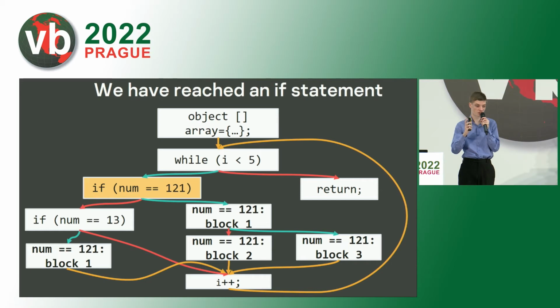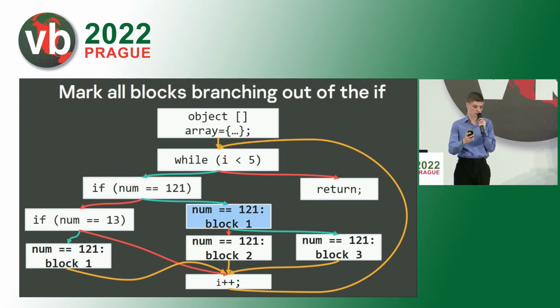But the difference is that if we see a new block, we mark it as corresponding to an execution order number. Again, let me demonstrate that. We go to the true branch, and we hit block 1 of num equals 121, and we assign it a color. A color means an execution order number, and blue color in our case means 121.